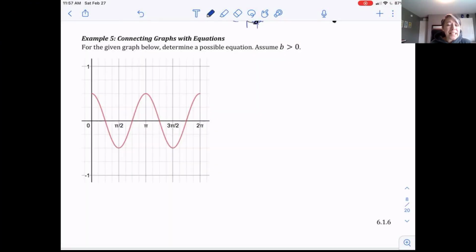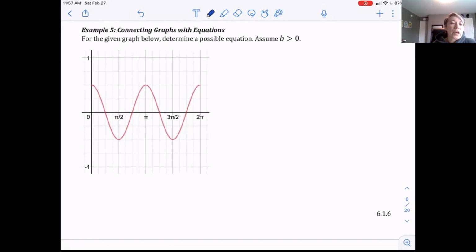Okay, our very last example, connecting graphs with equations. So now we're going backwards. We're given a graph and we want to find the equation that works. For the given graph below, determine a possible equation and assume that b is greater than 0. Remember, because the sine and cosine values can be written as the same function, we have a choice. We can determine if this is a cosine function or we can write it as a sine function.